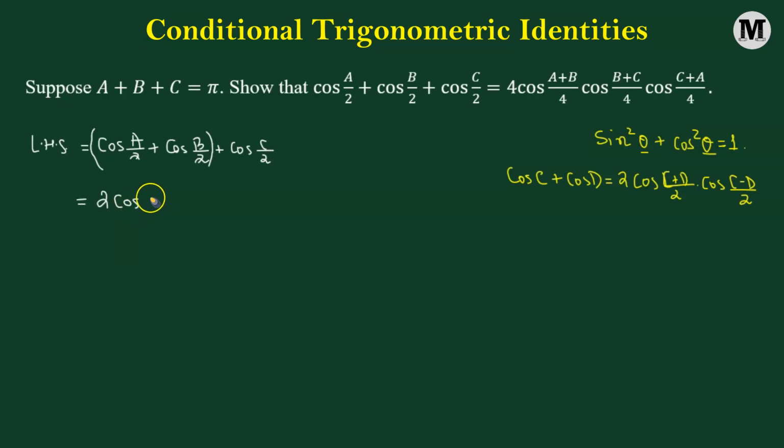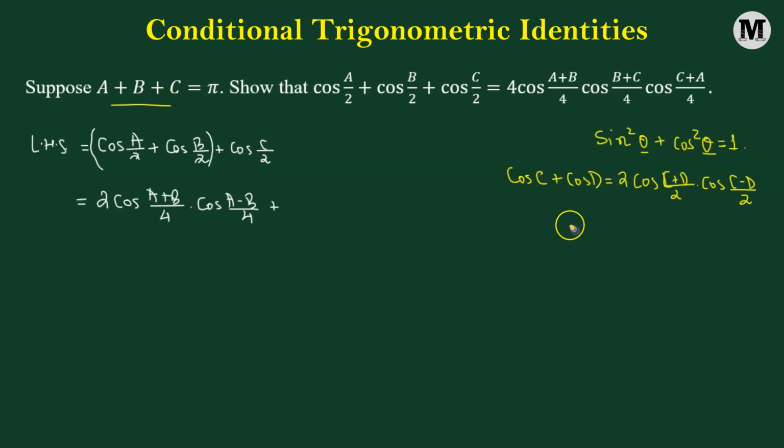So we have 2 times cosine of the angle a plus b. However, we have to be careful. We will get a plus b over 4, not over 2. Similarly, we get cosine of the angle a minus b divided by 4, added to cosine of c over 2. Now we're going to change cosine of c over 2.